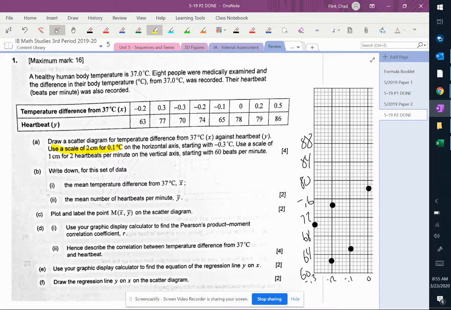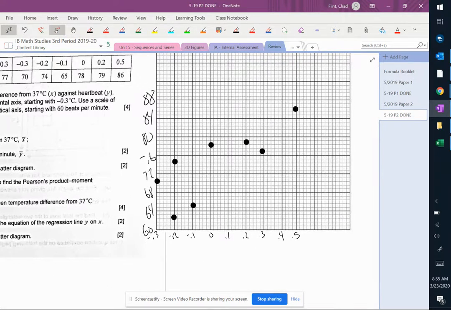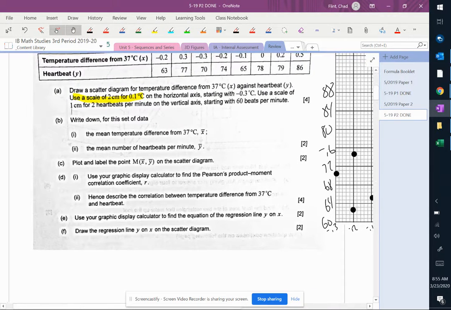So I did a scatter plot. And again, it's a scatter plot, so it doesn't have to be exact, but I got everything pretty much in the right spots there. Then it says write down for this set of data the mean temperature and the mean number of heartbeats.